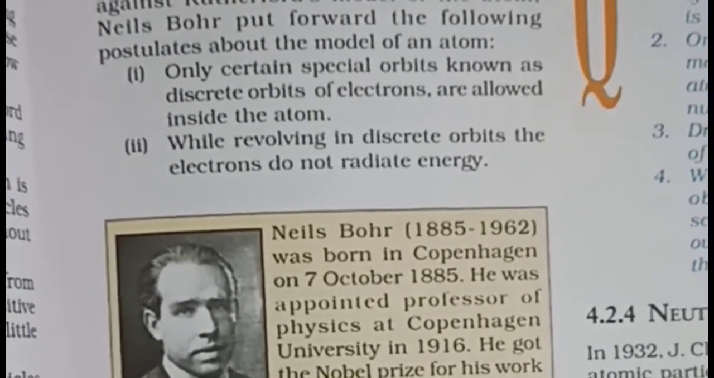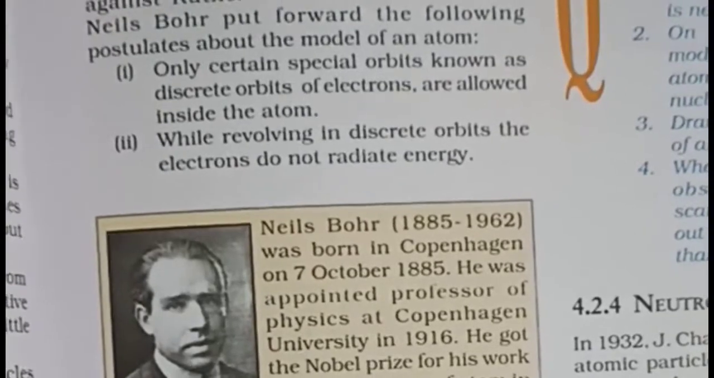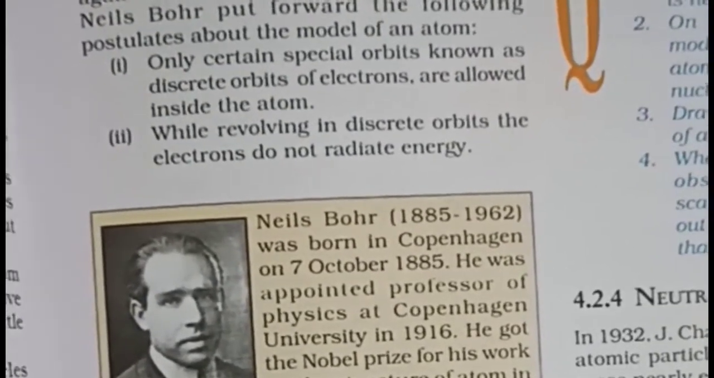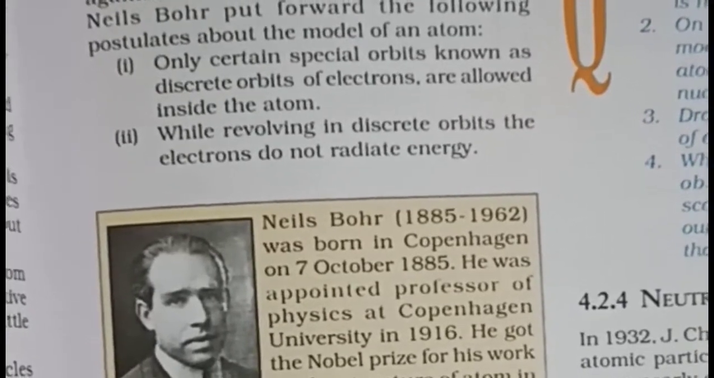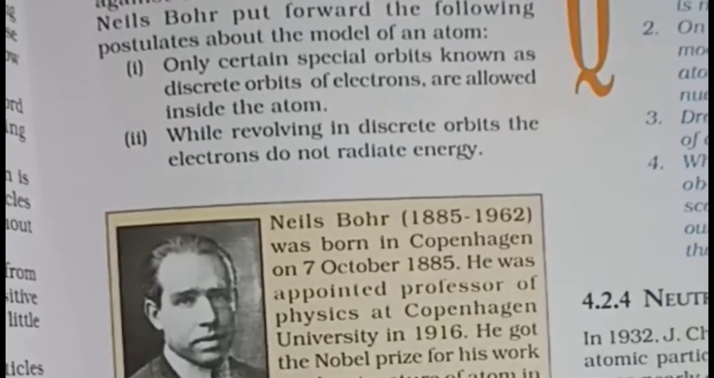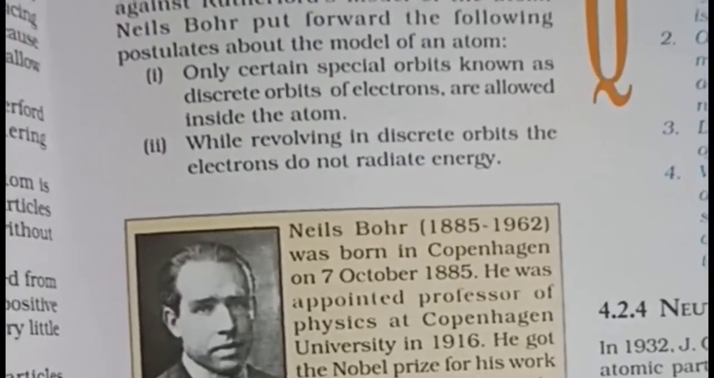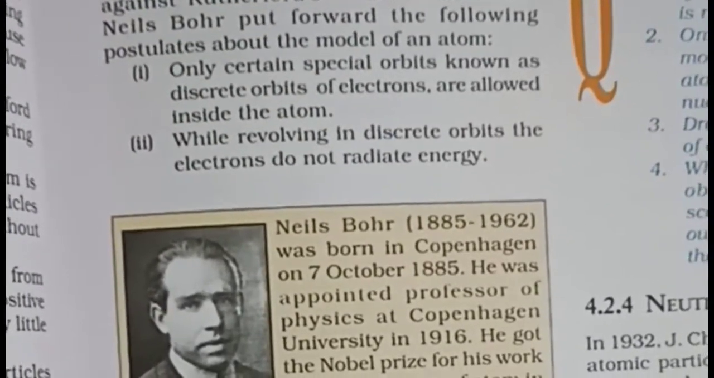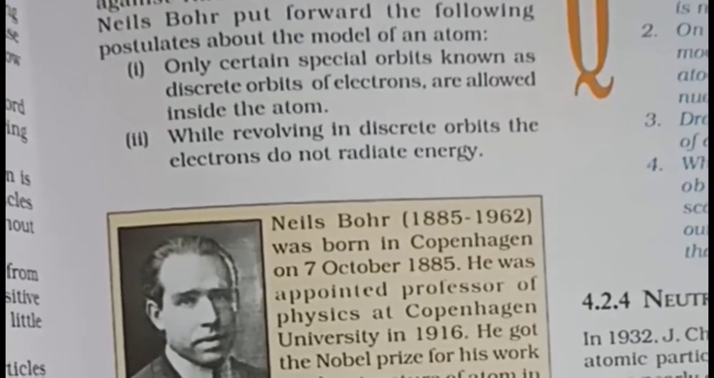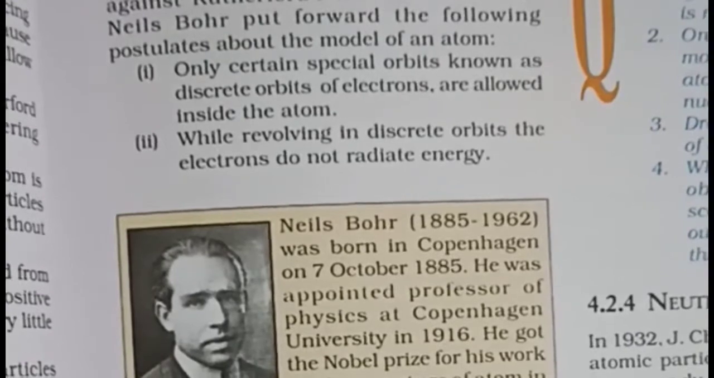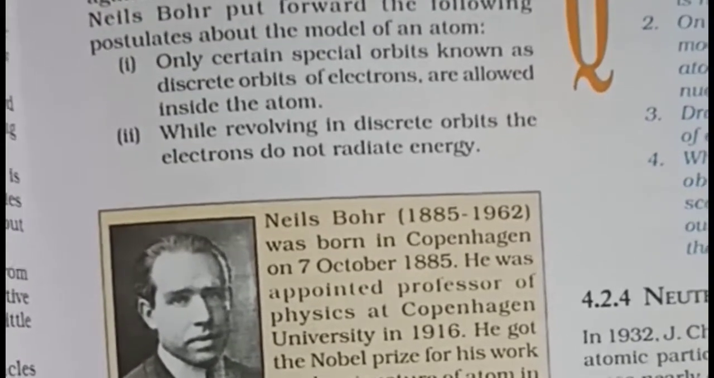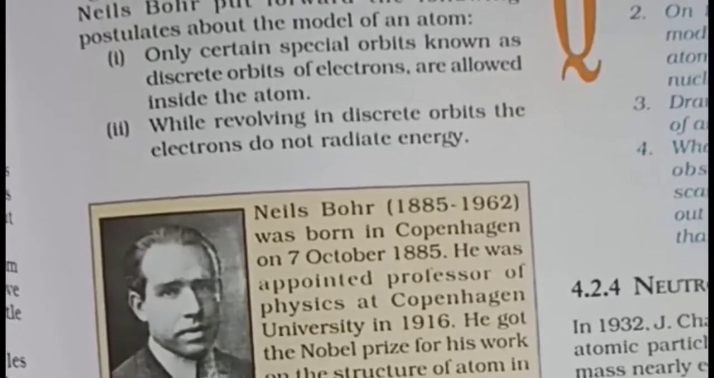and it has been told to us by Neil Bohr that the first energy level, the K shell, can have maximum 2 electrons, the L shell can hold maximum 8 electrons, then the M shell can hold maximum 18 electrons, and the fourth shell N can hold maximum 32 electrons, and so on.